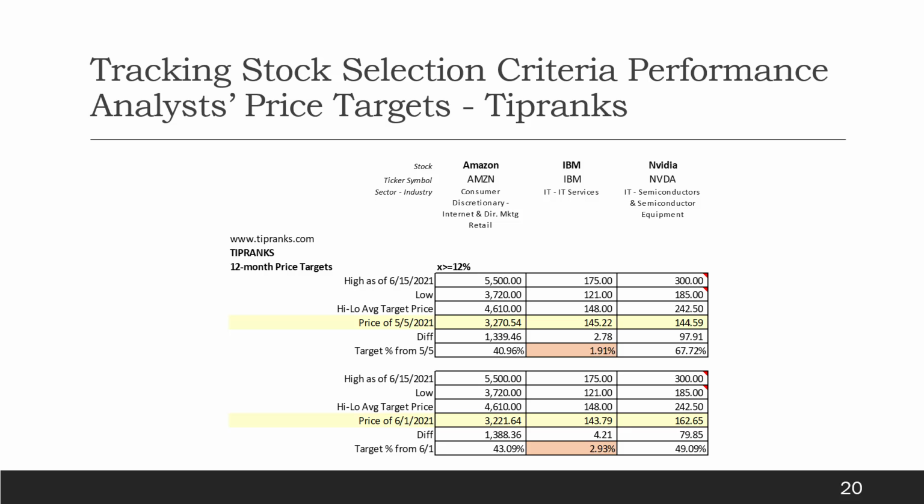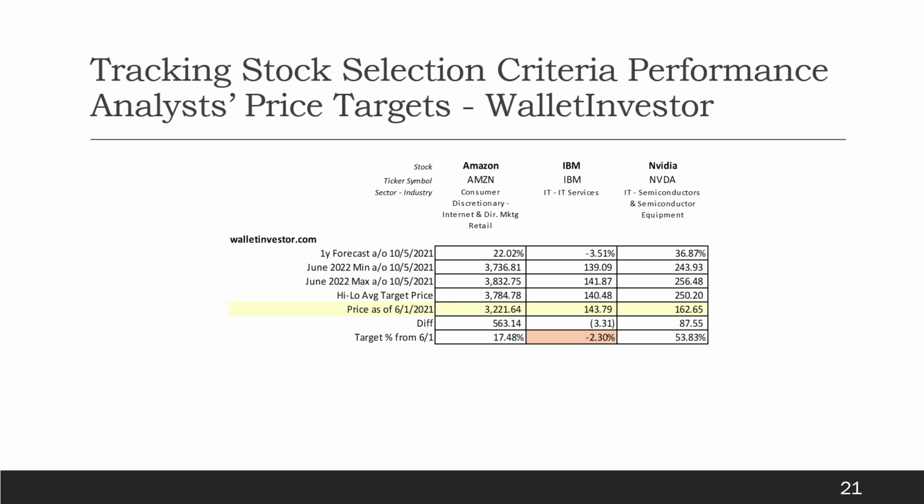We are looking for 12% or more appreciation in 12 months for stocks, but IBM is not slated to increase by that much. IBM then must be eliminated. Using a different team of analysts making price predictions, walletinvestor.com, the outcome is basically the same. Amazon and Nvidia are slated to increase more than 12%, but IBM is eliminated because it is not slated to increase more than 12%.